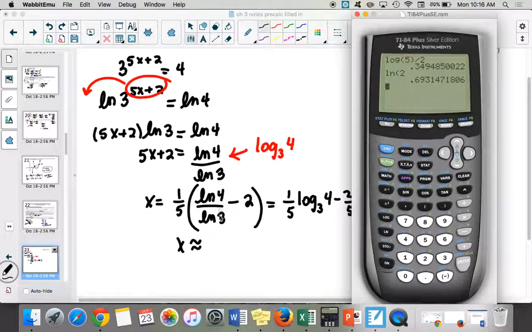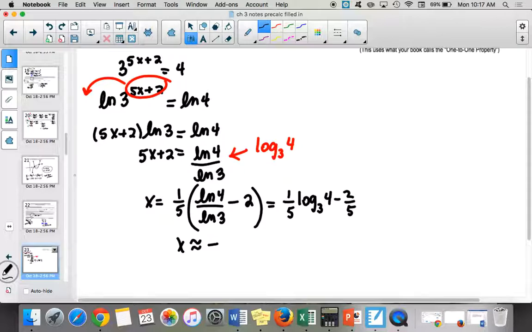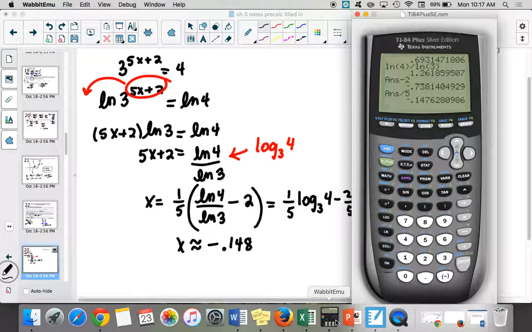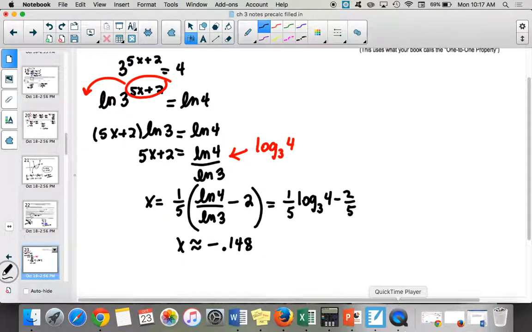So I'd probably do the natural log of 4 over natural log of 3 instead of going to find my log base button. This calculator doesn't have a log base anyway. I'd subtract 2, and then I would divide by 5. So negative 0.148. Okay, makes sense?